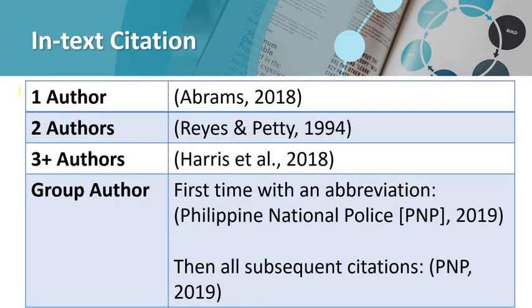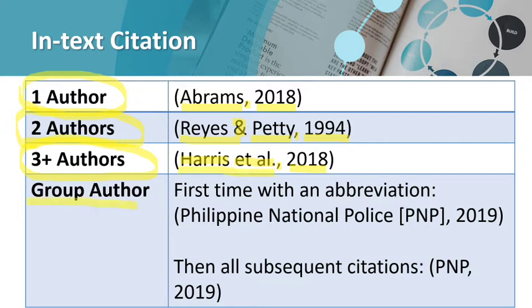In addition, if there is only one author, again, just put the surname followed by a comma and then the year of publication inside the parentheses. For two authors, the surnames of the authors are separated by the ampersand and then a comma, then the year of publication inside the parentheses. For three authors, put the surname of the first author and then et al. Et al. means others, followed by a comma and the year of publication inside the parentheses.